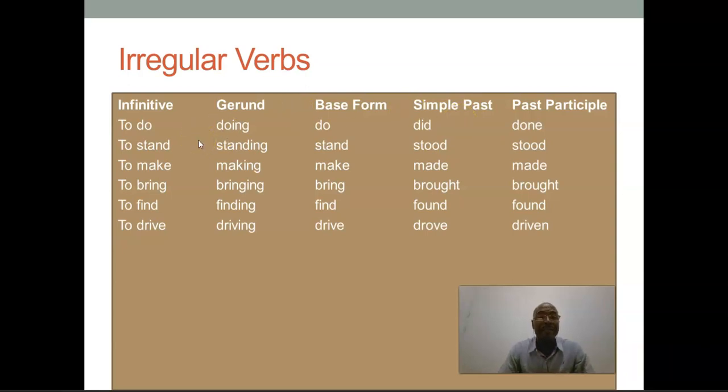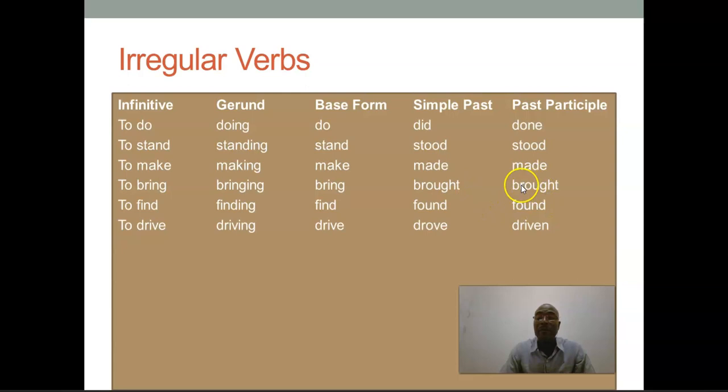Another irregular verb is stand. To stand is the infinitive. Standing is the gerund. Stand, the base form. The simple past is stood, and the past participle is stood. As you can see, these two verbs have the same past participle, but that doesn't mean they're regular verbs because they don't end in ed. To make, making, make, made, made. To bring, bringing, bring, brought, brought. So the past participle is the last column here, brought.